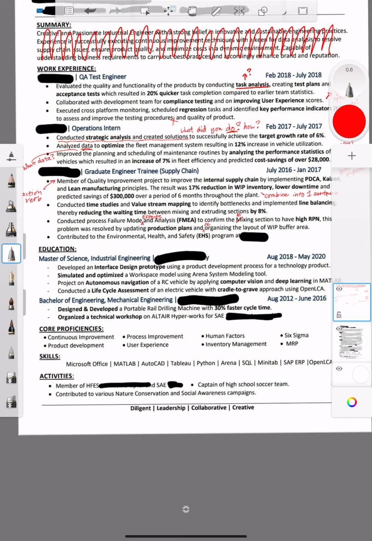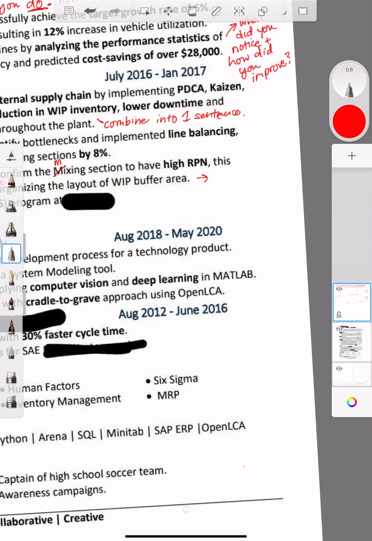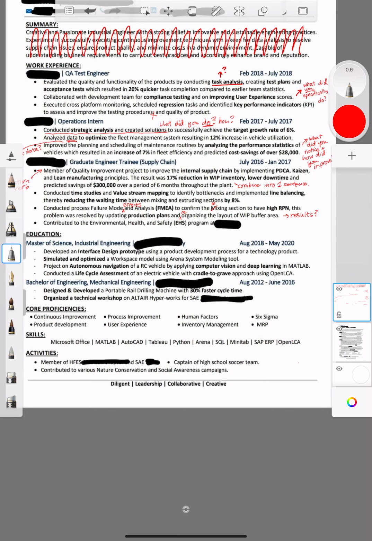So what did they do? This person conducted the FMEA. And they found out that, hey, the mixing section has a problem. What are we going to do about it? We're going to update production plans and reorganize the layout of the buffer area. But there's no result here. There are results in almost all of the other bullet points, but not this one. How much did it help? Give me some quantitative numbers. Give me an 8% again. I don't know.